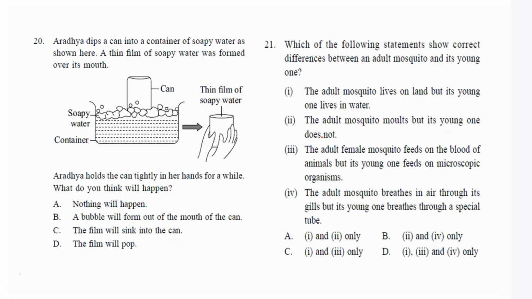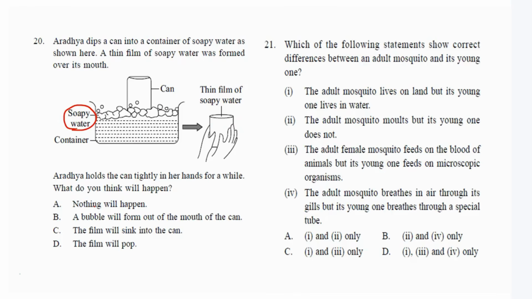Coming to the next question, question number 20. In question number 20, we can see a figure and it is said Aradhya dips a can into a container of soapy water as shown here. So this container is containing soapy water and she has put the top part of the can into the soapy water. So a thin film of soapy water was formed over the mouth, right? So what will happen? Aradhya holds the can tightly in her hand for a while. What do you think will happen? Let's see what will happen.